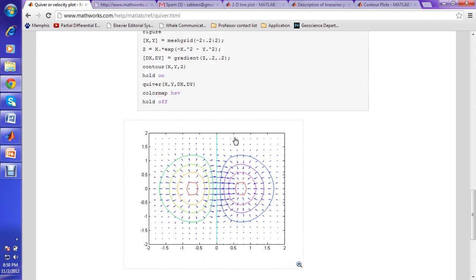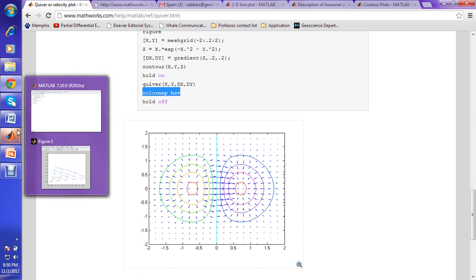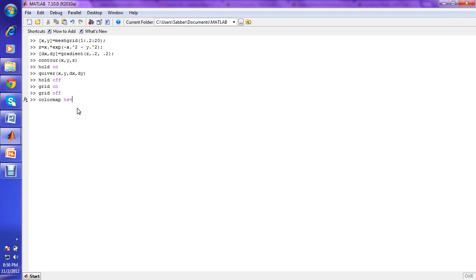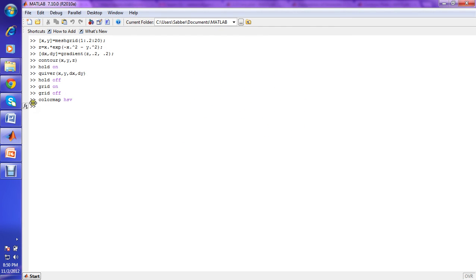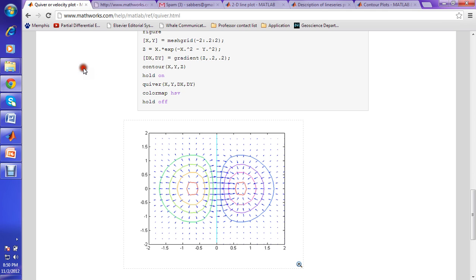Okay, so what is this color map? I'm going to teach you about the color map later. For example, if you want to add the color map, what makes it change? Nothing. Okay, I'm going to teach you about this later. So let's go back to our function.